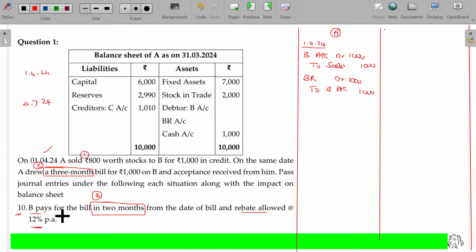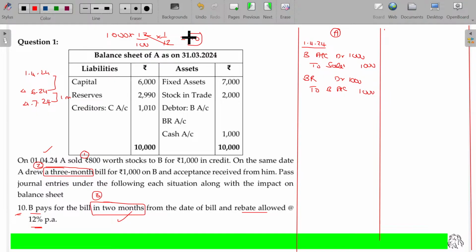But B pays for the bill in 2 months. 2 months means this date itself, 4/6/2024, he comes and settles this money. So he pays 1 month ahead and demands some discount for the 1 month early payment. What about the interest for the 1 month? Usually 12% rate of interest is charged for a year. As he makes the payment 1 month ahead, you have to find out 1 month's interest here. The 1 month interest being 10 rupees. So we say, okay, as you are paying 1 month ahead, we will discount 10 rupees. That discount is called rebate.